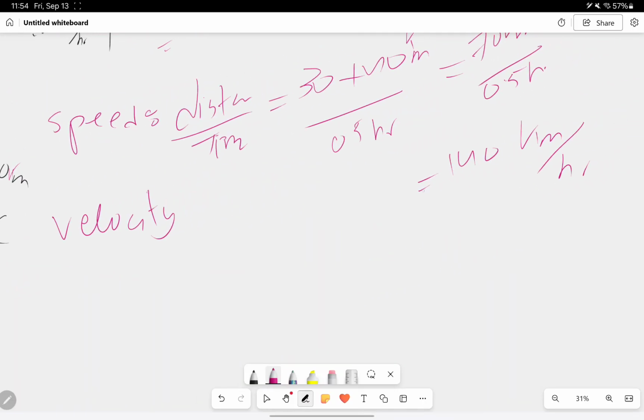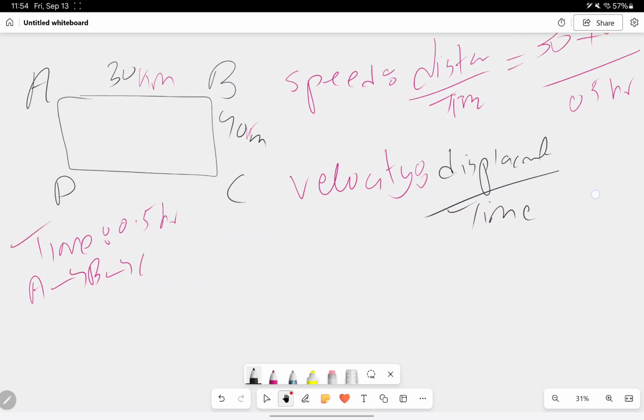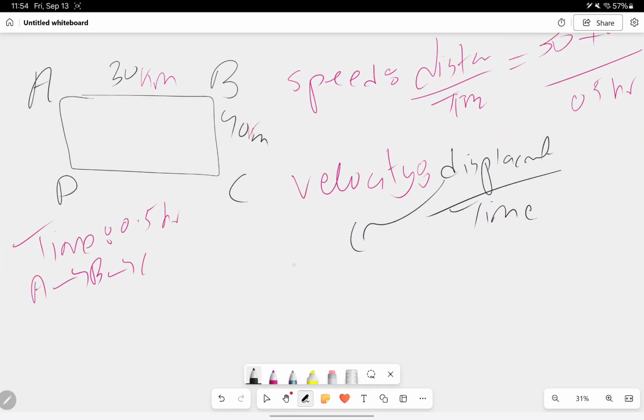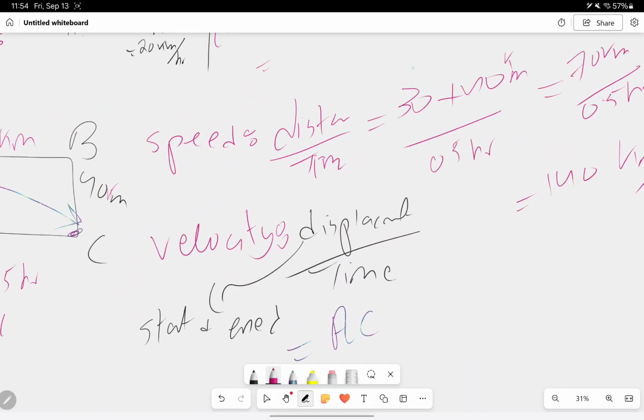Here's the speed, I mean the speed. Now what should be the velocity? Velocity is displacement over time. Pay attention, displacement. Again, displacement is what I care about: start and end. I started from point A, moving, and finished at C, so I moved from A to C. So displacement over here is going to be AC. Above, distance was AB plus BC.